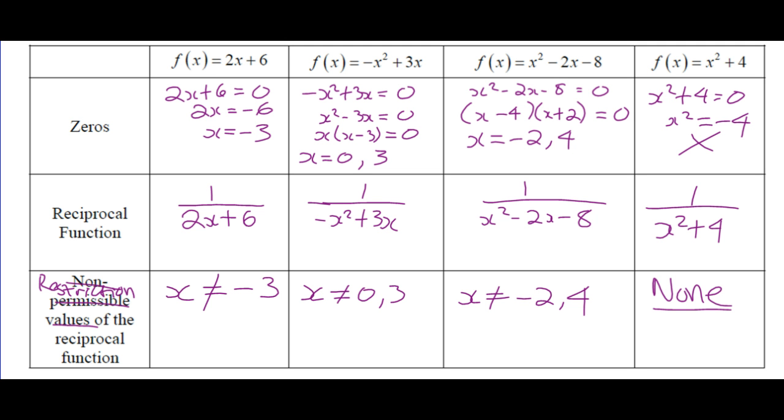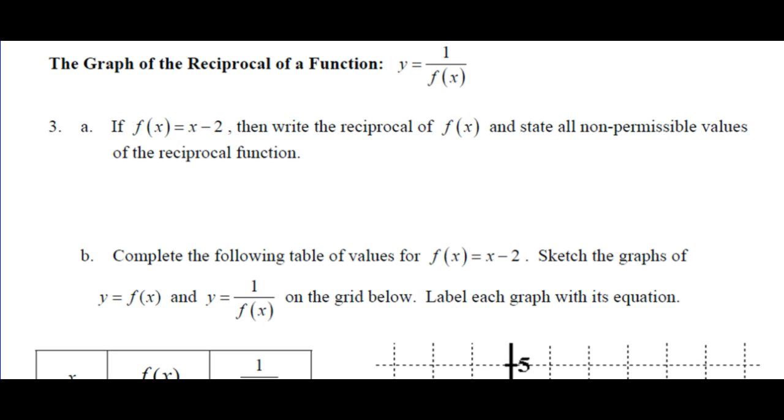Now what that means, and if you think about it, if you graph this, what is it? It's the graph of x squared, and then it's moved up 4. So you think about the graph of this thing, it's this. Hey, there's no zeros there. So that's what the graph looks like. So when we do the reciprocal, this is what we're aiming for a bit later on.